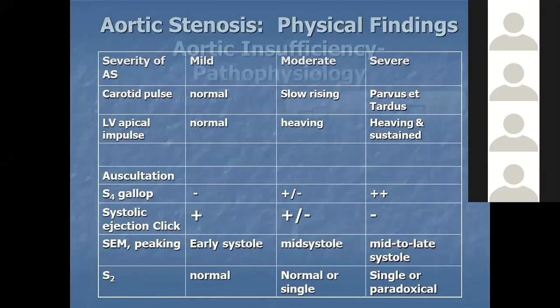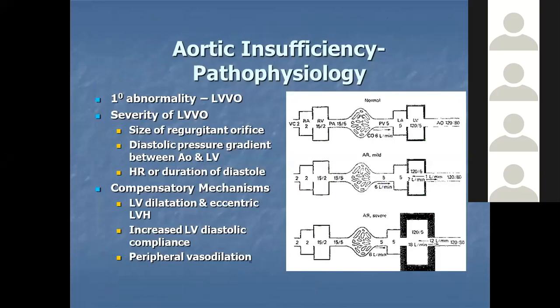So now we are coming to aortic insufficiency, and its pathophysiology. The primary abnormality is that the left ventricular outflow volume increases, so the regurgitant volume increases. There is a diastolic pressure gradient, and it depends on heart rate or duration of diastole. So in the compensatory mechanism, what happens? LV dilatation and eccentric LVH may be present. So there is increased LV diastolic compliance and peripheral vasodilation.